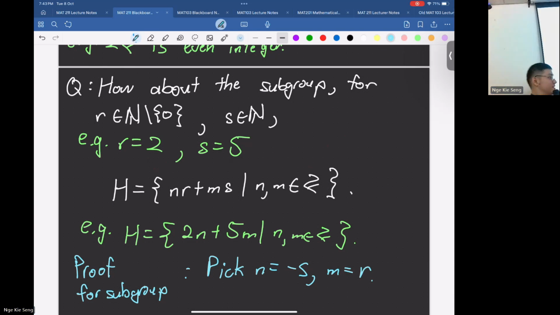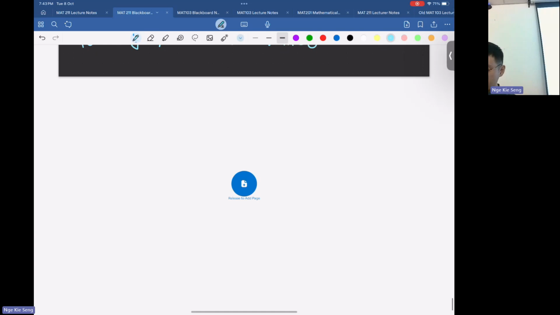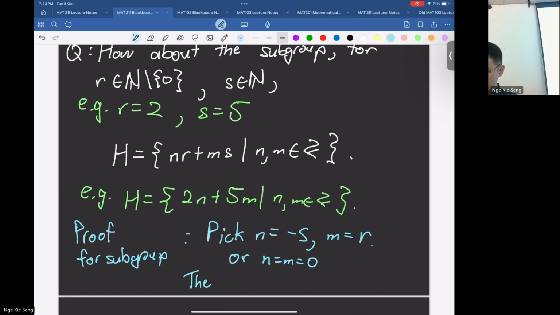N and M are in Z. Keep both of them to be 0. That's the easiest way. Correct or not? I don't care what R and X are, it always works. Pick M and N to be 0, or pick N equals 0, then we can see that 0 is in H.